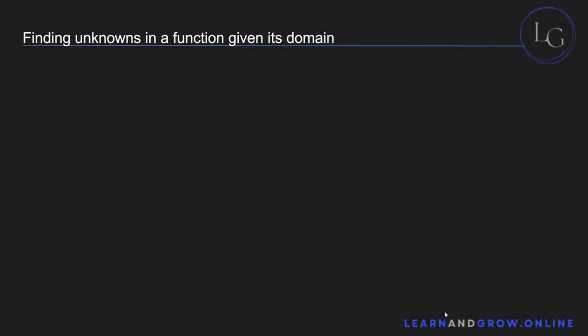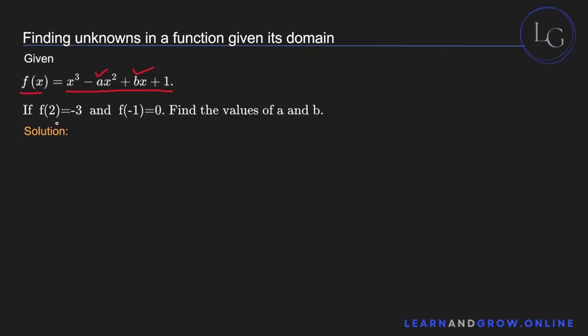Well, let's find the unknowns in the function where we have its domain given to us. This is the function, right? The unknowns are a and b. Now, let's see what is given to us. It says that f of 2, so this x becomes 2 in this case, is equal to minus 3, and f of minus 1 is equal to 0. You've been given the value of the function at two domain values. One is minus 3 when the domain is 2, and one is 0 when the domain is negative 1. We have to find a and b, right?